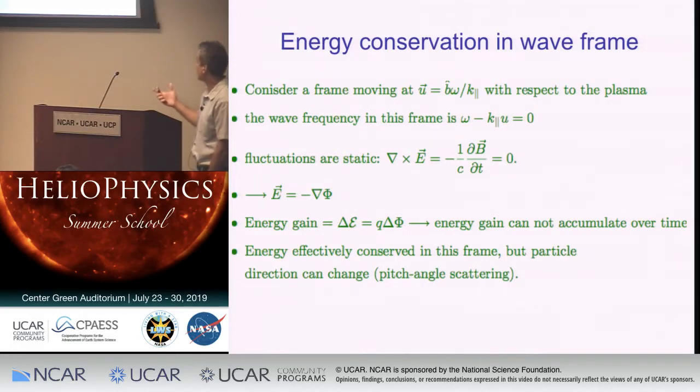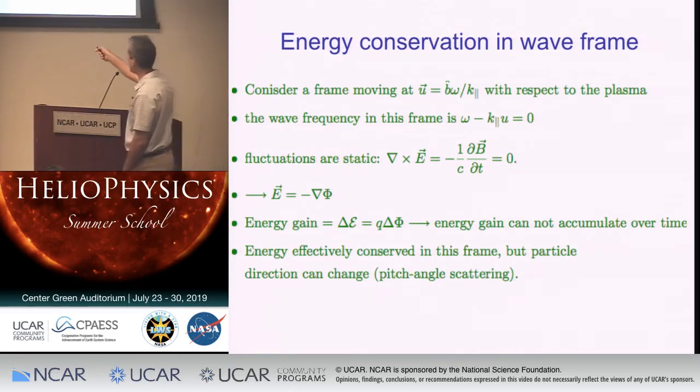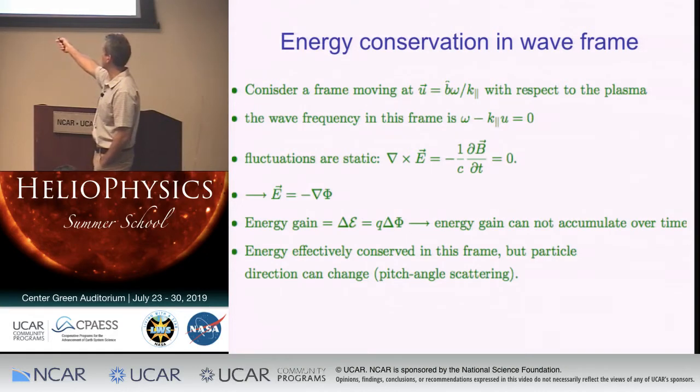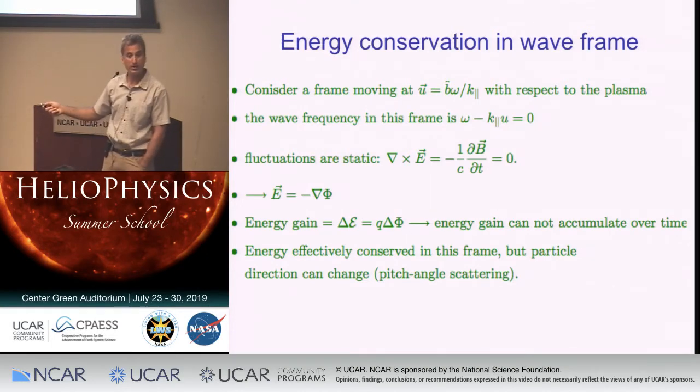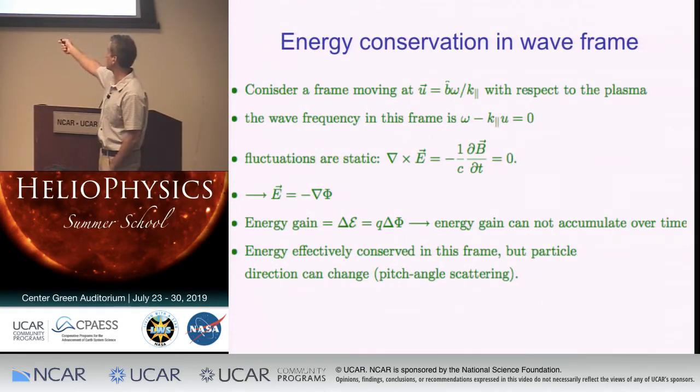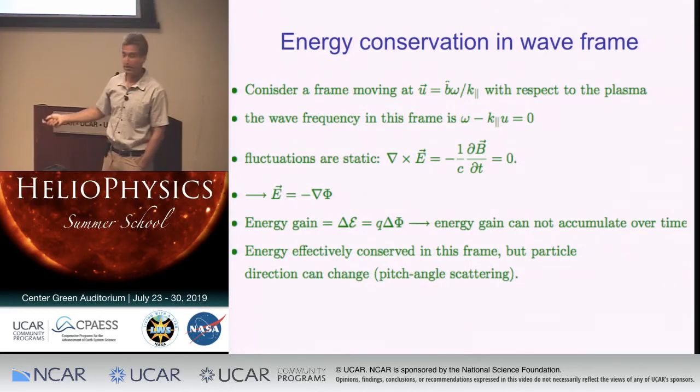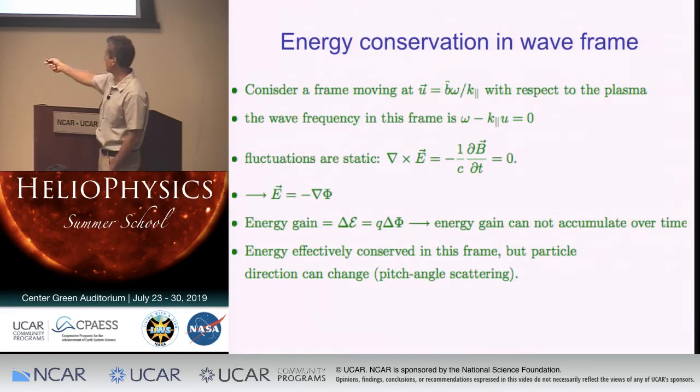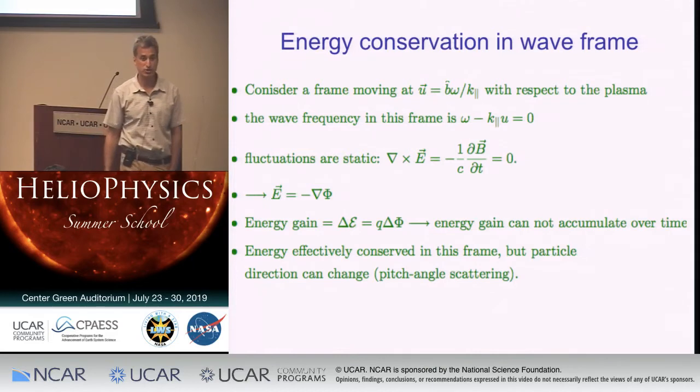Now, if the frequency is zero in a particular frame, the fluctuations are static. And if you recall Faraday's law, this is always true. Curl of E is minus 1 over c partial B partial t. Always true. If partial t is zero, curl of E is zero. If the curl of E is zero, the electric field is the gradient of a potential, or minus grad phi.